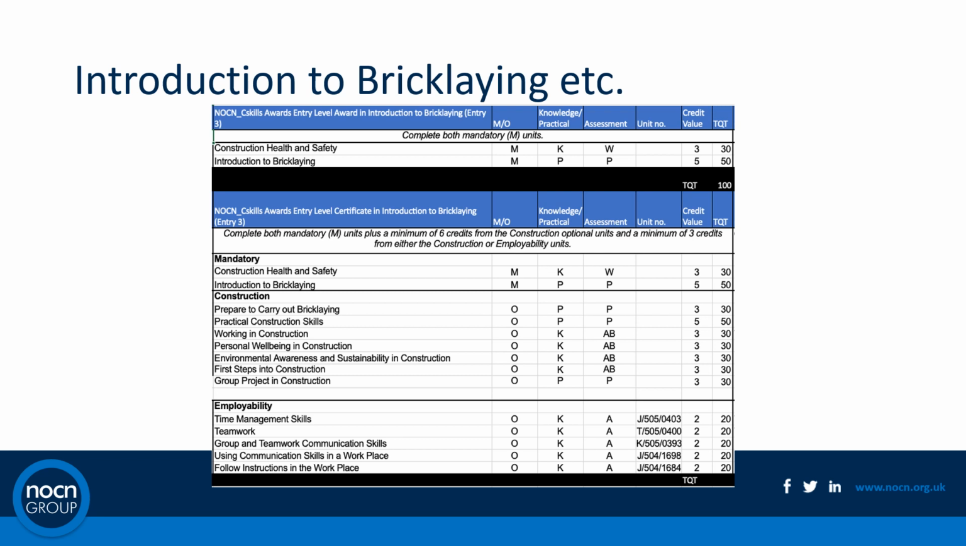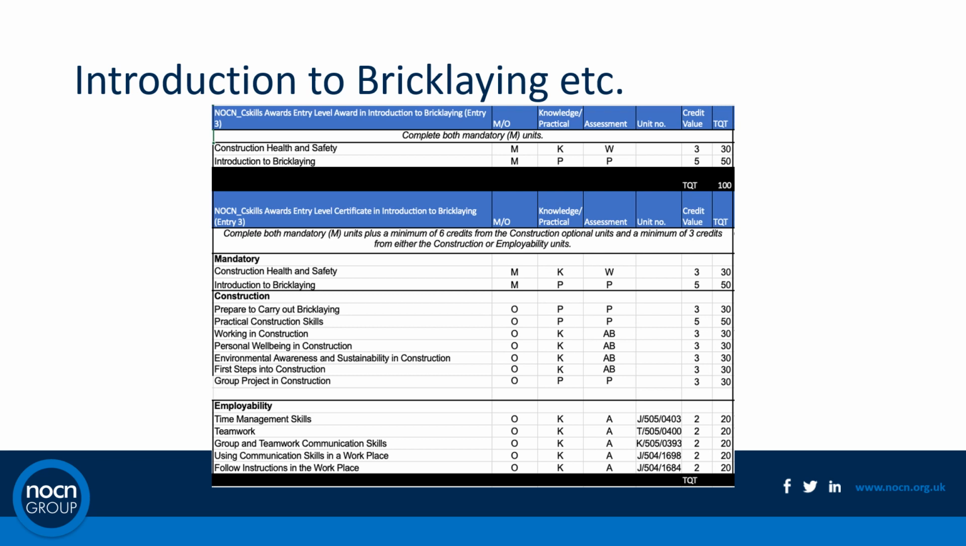Then from then on, it's the same as we had in the introduction to construction, with the knowledge base, working in construction, personal well-being, environmental awareness, and first steps. There's also a group project in there. Should add that's very much focused on the group working together within the training environment. At level 1, we do expand that and we go into community projects. But I think entry 3, let's keep in the workshop.